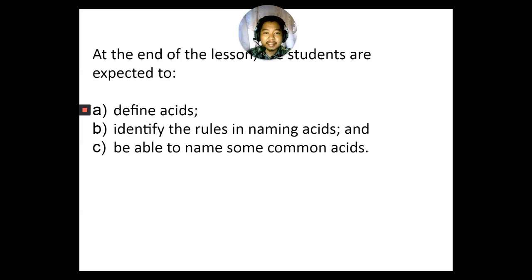If you can recall last time, I talked about naming ionic compounds with simple metals and nonmetals, with transition metals, and with polyatomic ions. We also tackled naming and writing chemical formulas for ionic compounds. So for this session, we are going to name some acids. So let's get it on!